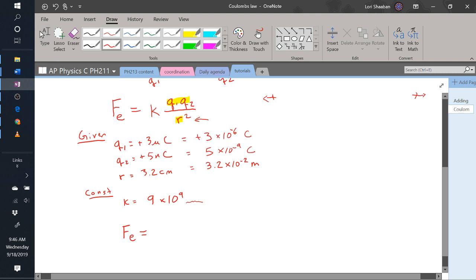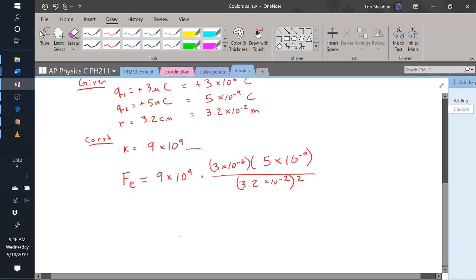So let's look at the force. It would be the K value, which would be 9 times 10 to the 9th. This is just the proportional constant here, times the first charge, which is 3 times 10 to the negative 6 coulombs, and the second charge, which is 5 times 10 to the negative 9th coulombs, and you divide everything by 3.2 times 10 to the negative 2 squared. Make sure you do square the radius. That's the most common error.